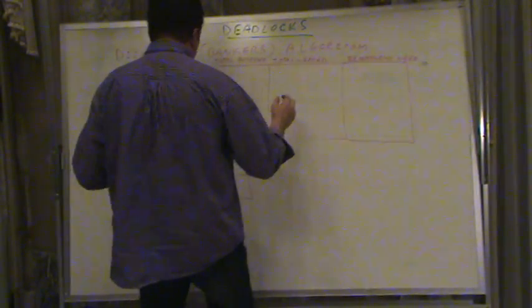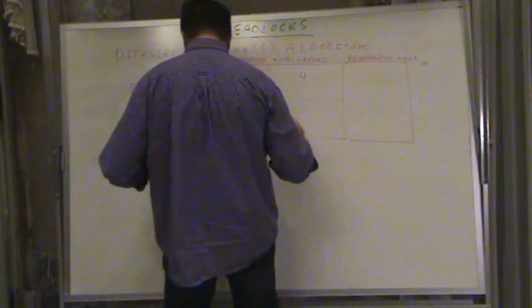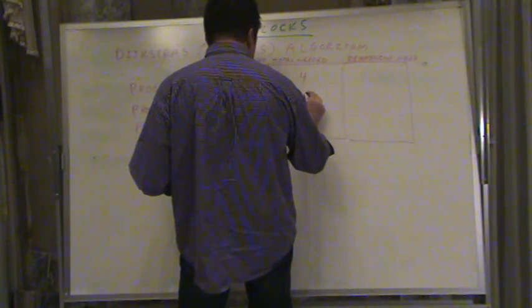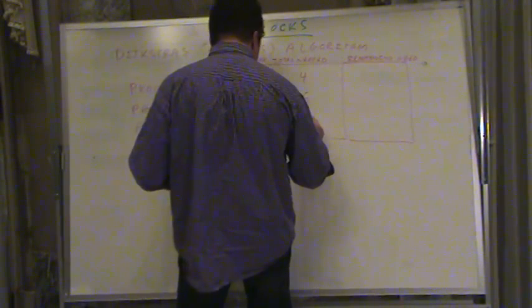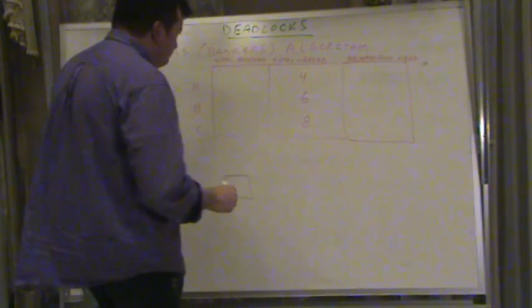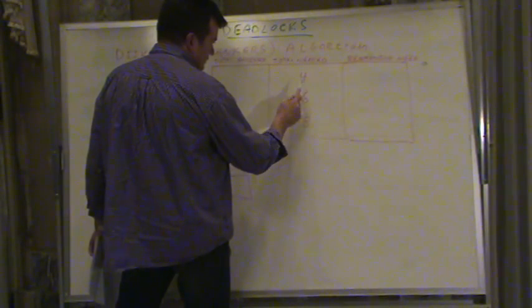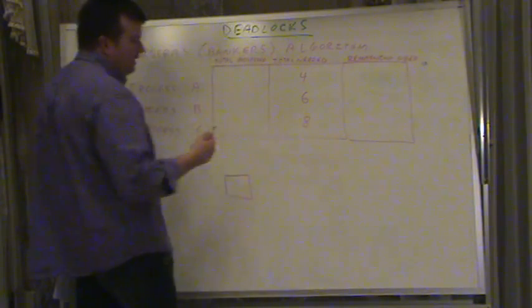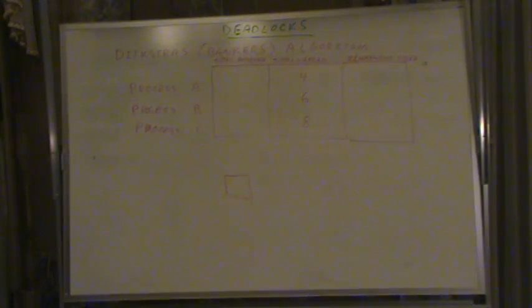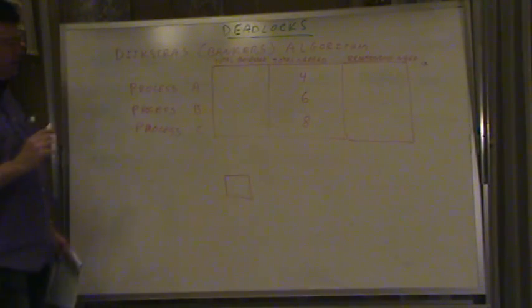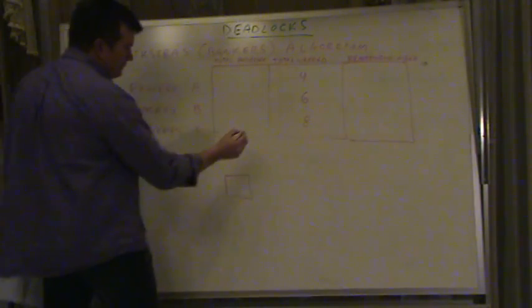So let's say the total needs for process A are 4 of them. Process B would be 6 of them, and process C would be 8 of them. So obviously, 4 plus 6 plus 8, if we had 18 of them, there's no problem for these 3 processes to run. They could gather up whatever they need and finish their job. But suppose we only had a total of 12.